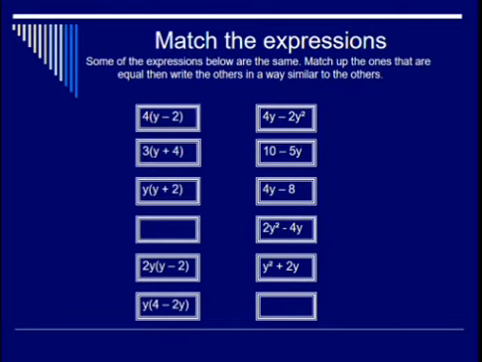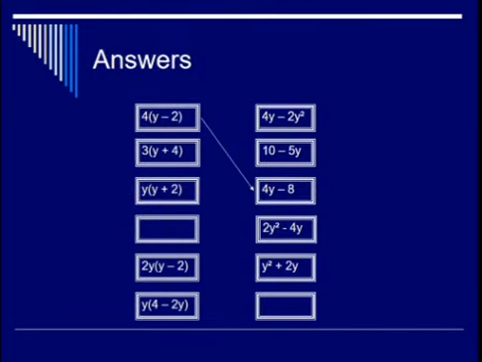Okay, now we'll try to solve each one of them. The first one is 4 multiplied by y is 4y, minus 8. Okay, the second one is 3y plus 12. The third one is y squared plus 2y. And we have 2y squared minus 4y. We have 4y minus 2y squared. And the last one, we have 10 minus 5y.